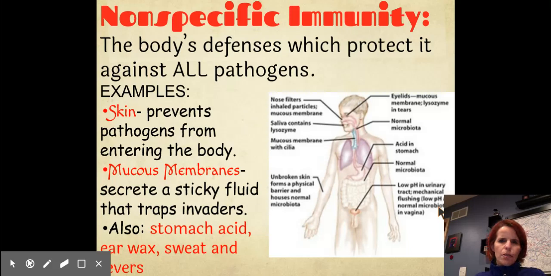Other things included in non-specific immunity include mucous membranes, your snot, stomach acid that eats away any germs that you might be ingesting in your food, earwax, sweat, and fevers. We're going to talk a little bit more about fevers in just a moment.